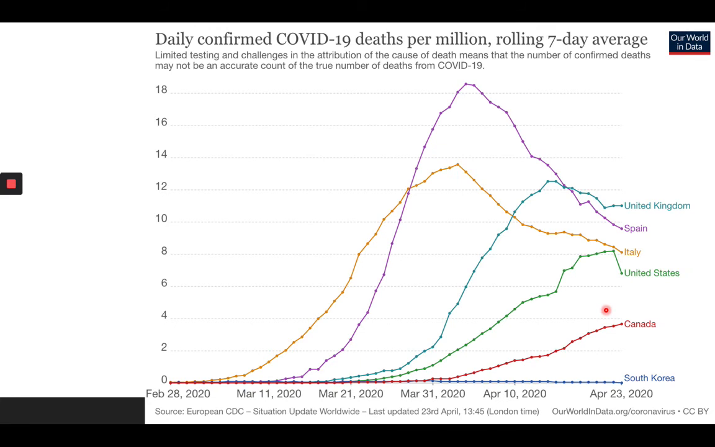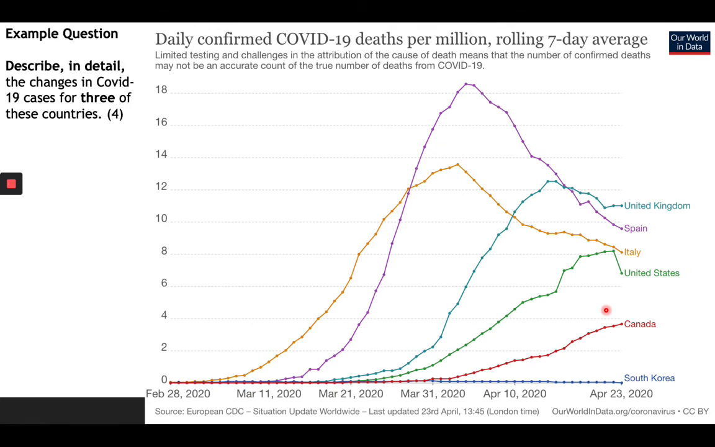Here's an example that might be used in the next couple of years. Describe in detail the changes of COVID-19 cases for 3 of these countries. Again, you've got a graph here with deaths from COVID-19. And this is something that the SQA might very well ask in the next couple of years, because this is real data. Geographers use real data.